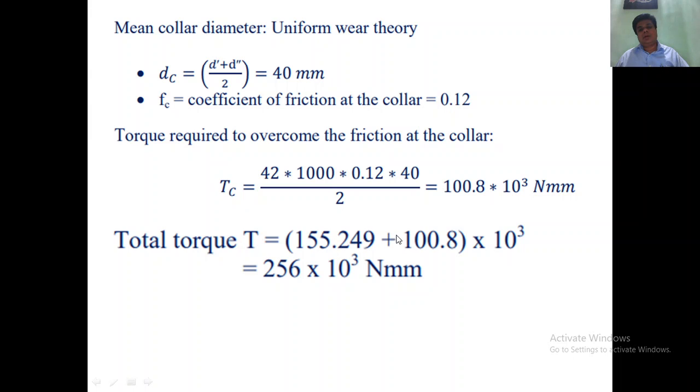Once the torque required at the collar is found out, we have to add the torque at the screw rod and the torque at the collar. Adding both the torques, you will get the total torque as 256 kilonewton millimeter. So TC, the torque at the collar, has to be added to the actual torque for the screw rod. That becomes the total torque required to lift the load.